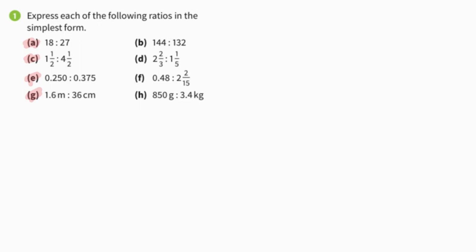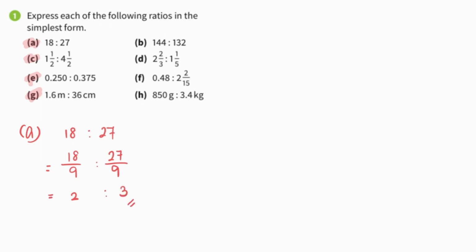And so, for part A, we have 18 is to 27. And I could actually divide both by 9, which is the highest common factor for both. And I will get 2 is to 3, and that is the simplest form.